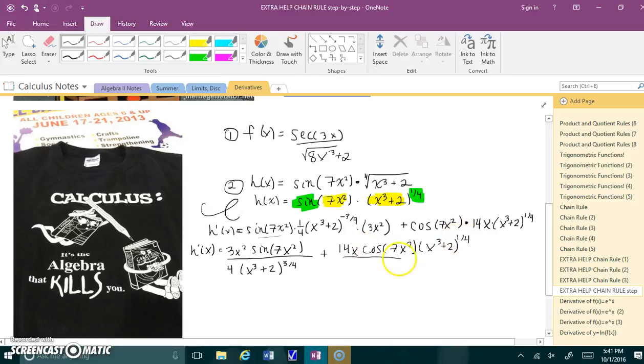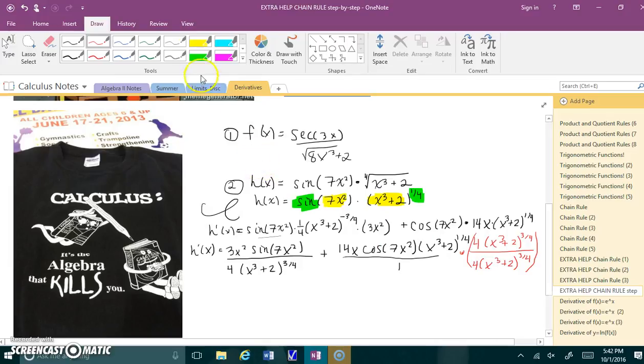Now right now, this is all over a denominator of 1, and in order to have these fully simplified, we need a common denominator. So if that's 1, and that's this whole thing, 4 times x cubed plus 2 to the 3/4, both denominators need to be that. So I'm going to multiply top and bottom of this second term by my common denominator. I'm essentially multiplying by 1, because this divided by this is just 1.